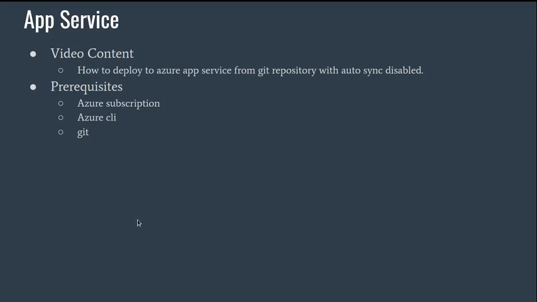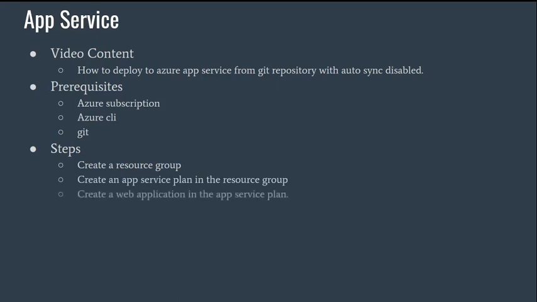Let's have a look at the steps we are going to follow to deploy code from Git repository with autosync disabled. First, we will create a resource group. Then, we will create an app service plan in the resource group. Once app service plan is ready, we will create a web application in the app service plan. Next, we will configure the Git repository from which we will be deploying the code to the web application.